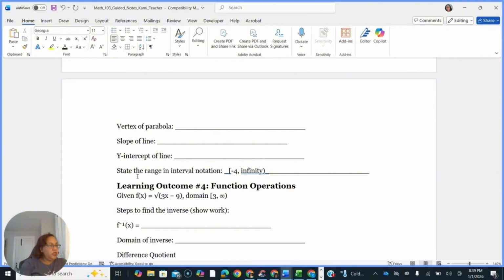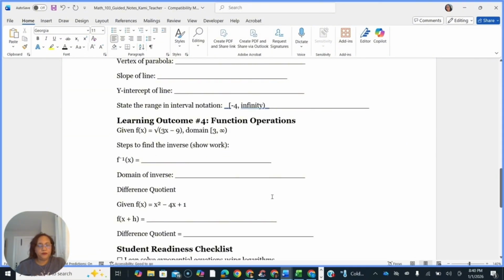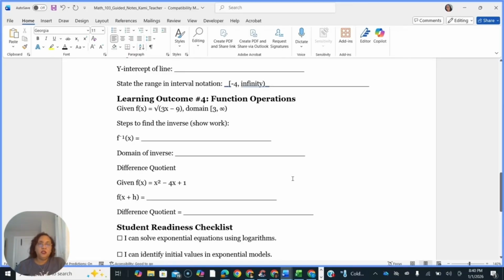Okay, and then the last part, which is the difference quotient. This part I will definitely do by hand on my iPad, and then I'm going to attach that to this. Right, so you are first going to find the inverse.